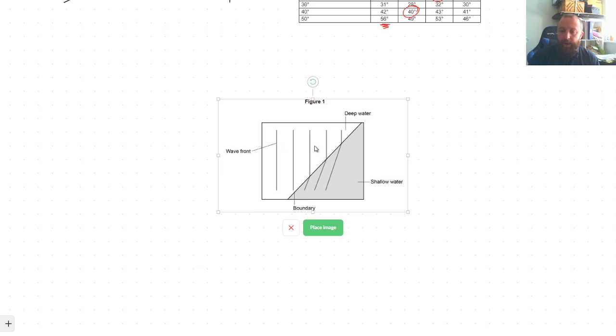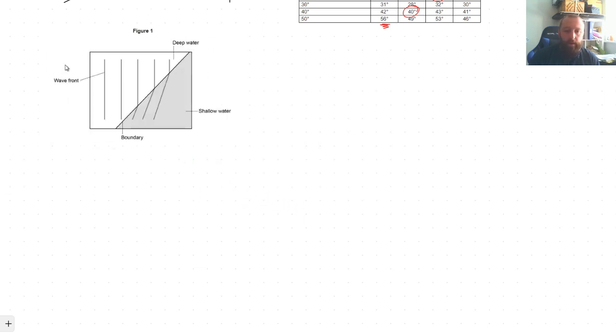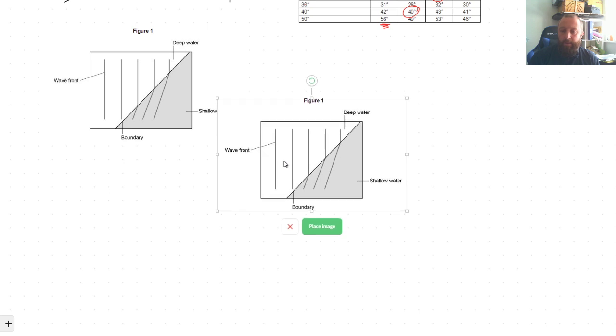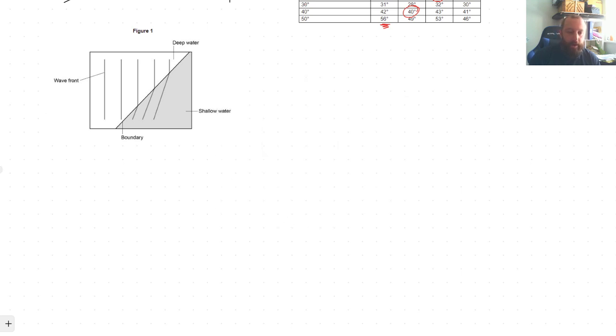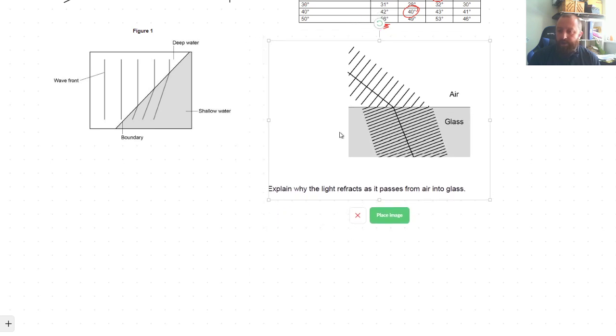Let's bring that in. There we go. Oh, it's the same one. Got a better one, so I'm trying to find the other picture. Where's the other one I've done? That one. Right.